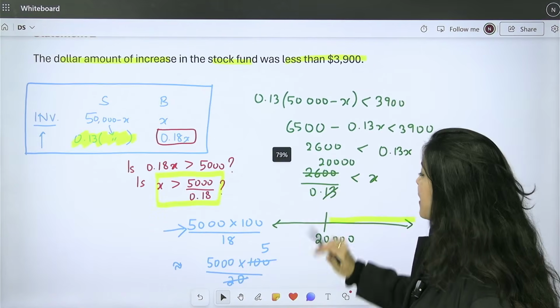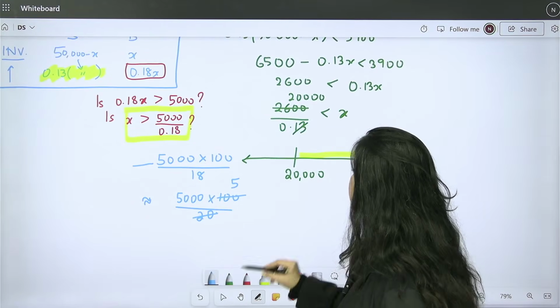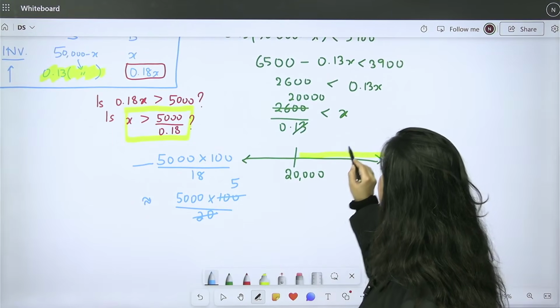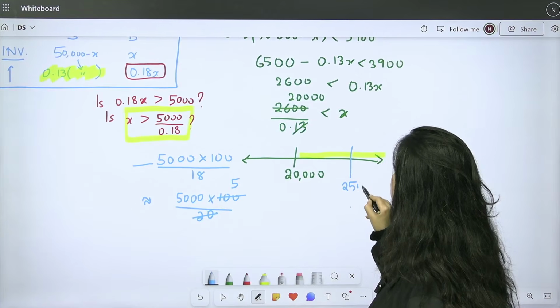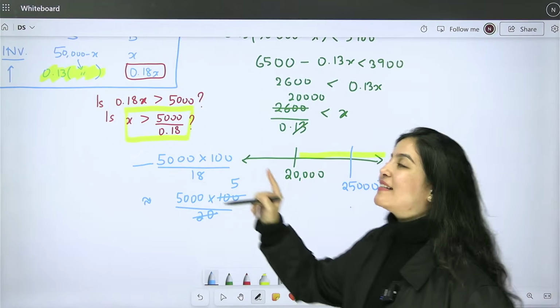So I have a number, let's just take this up properly. One second. Yes, I have a number which is slightly more than 25,000, with which I am comparing my x. Is x greater than this or not?